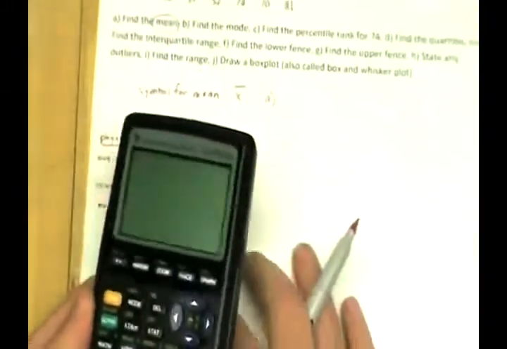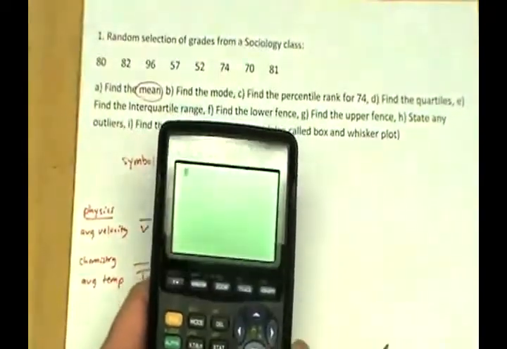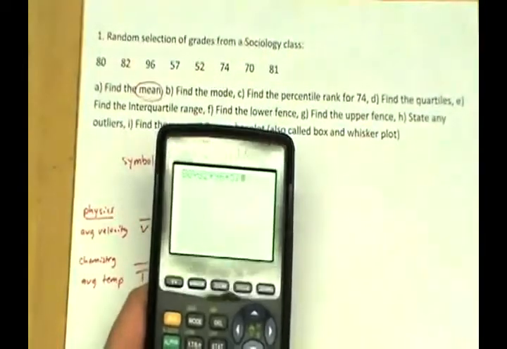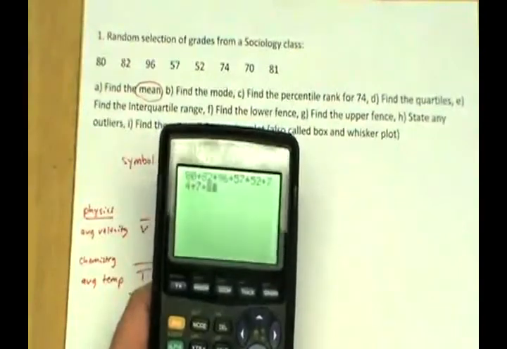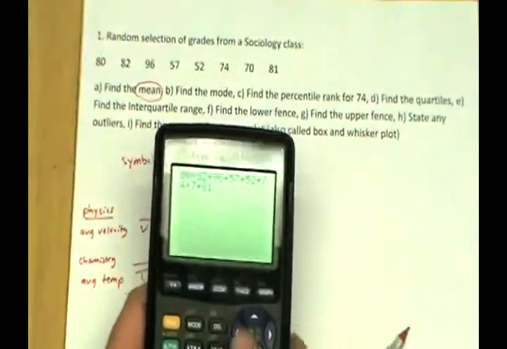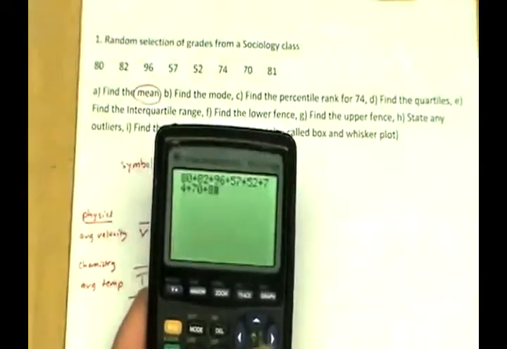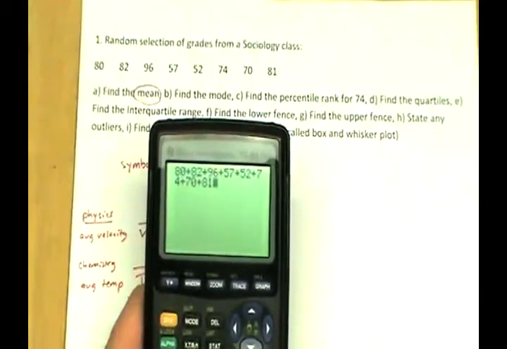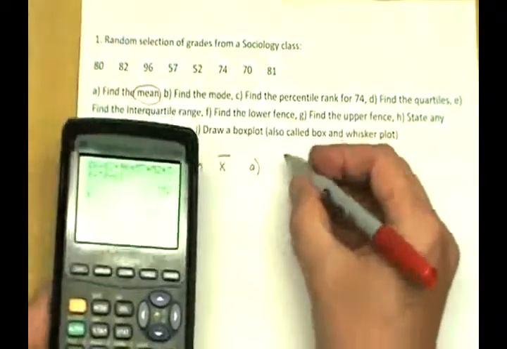So let's see if we can do this here with our calculator. We're going to add up 80 and 82 and 96 and 57 and 52, 74 and 70 and 81. It looks like I made a little boo-boo there, I missed the 70. Okay, 80, 82, 96, 57, 52, 74, 70, and 81. There we go. So our total is 592.